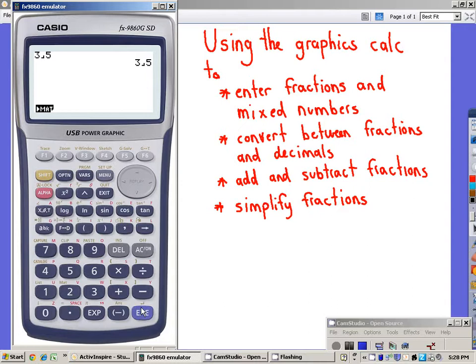However, when we enter 4/8, if you do 4 ABC 8, you should know that that fraction can be simplified, but notice when you press EXE, the calculator automatically simplifies the fraction for you.